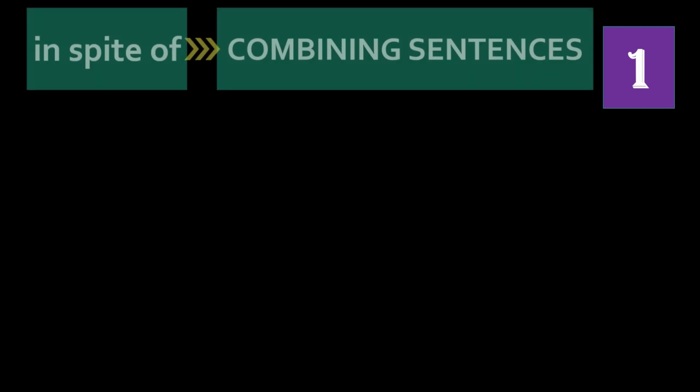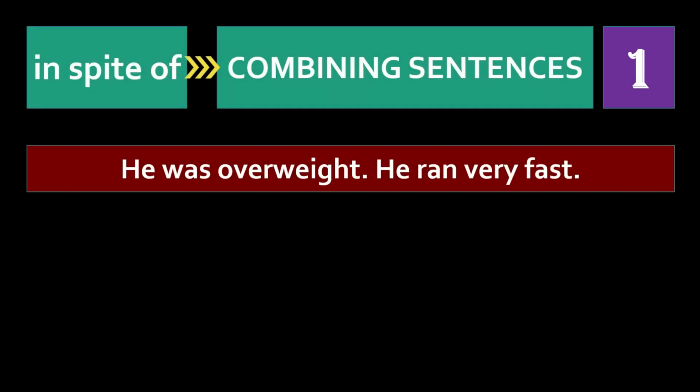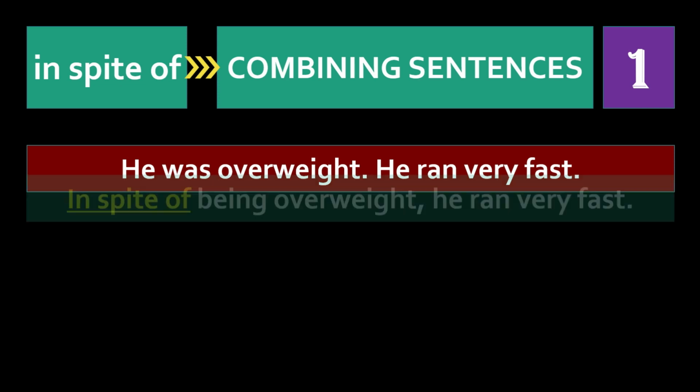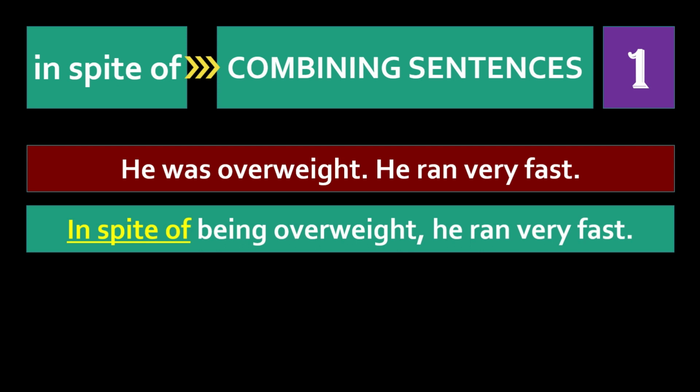Okay, let's look at a few example sentences. Here we have a pair of sentences, two sentences. Let's try and put them together, join them using in spite of and despite. In spite of being overweight, he ran very fast. Here we have added ing to verb 1. The verb here is be. Was is a be form, so we use be and ing. In spite of being overweight, he ran very fast.